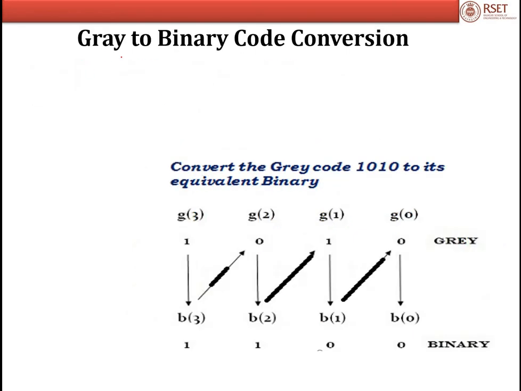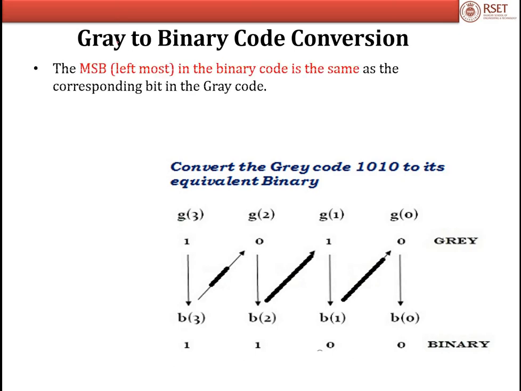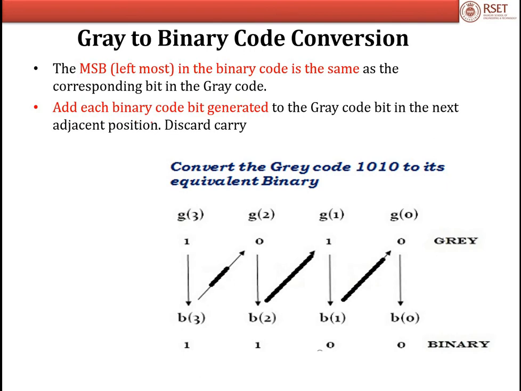So next is how a gray code is converted to binary code. So the steps are: the most significant bit in the binary code is the same as the corresponding bit in the gray code. Add each binary code bit generated to the gray code bit in the next adjacent position. Discard if there is any carry. So we will see the example.